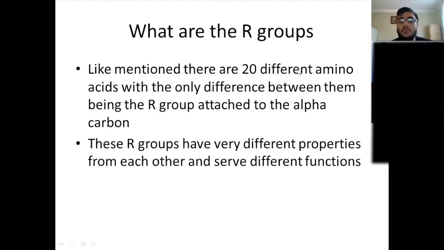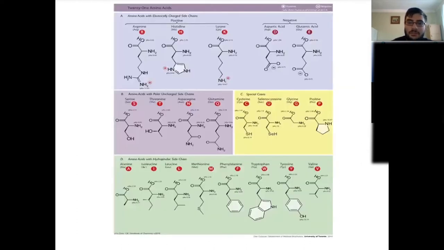So next up, what are the R groups? This is one of the key topics of amino acids. Like I mentioned, there are 20 different amino acids, with the only difference between them being the R group attached to the alpha carbon. These R groups have very different properties from each other, and they serve very different functions in the amino acid. Here's a chart. I would recommend taking a picture of this if you don't already know it.